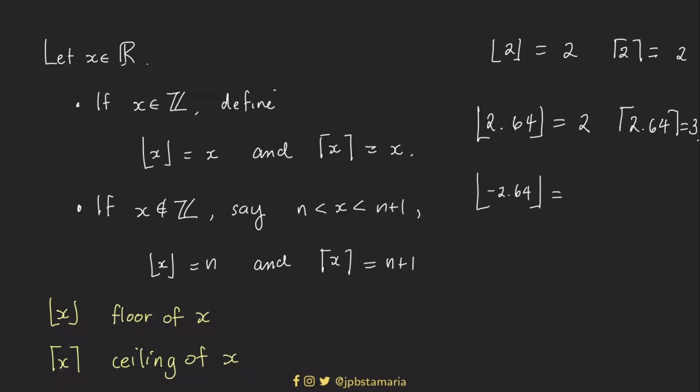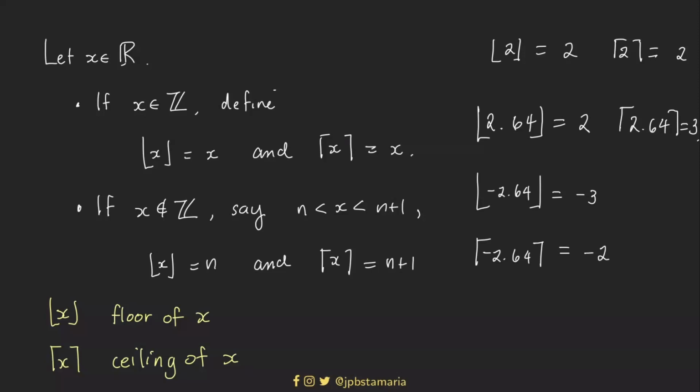Ano yan? Palito na kayo bigla. Ay, negative 3. Negative 3. This is now negative 3. Ang nasa kaliwa niya na integer ay negative 3, hindi negative 2. Okay? Pag negative, ang order ay baligtad. Please take note of that. So, ang ceiling ng negative 2.64 ay? Negative 2.